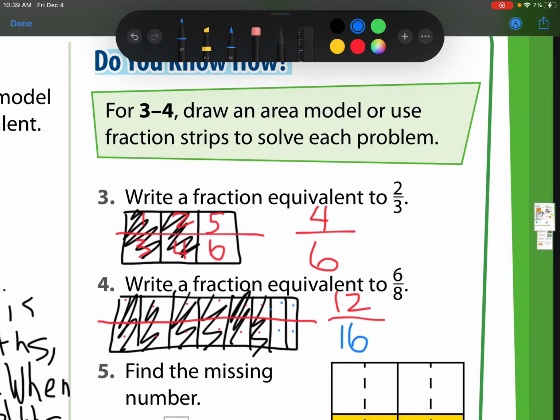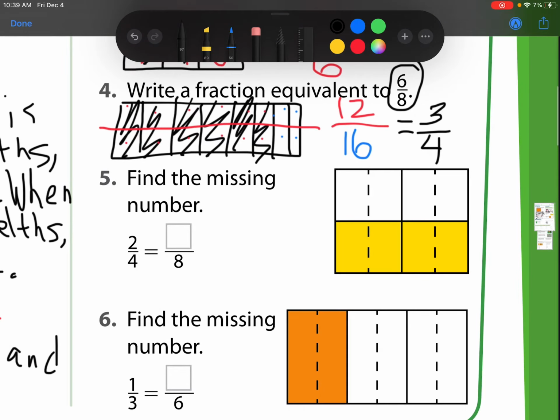Now, what we are going to work on later is something called simplifying or reducing fractions, which means I can actually find an equivalent fraction that's the same size but with smaller numbers. So 3/4 is also equivalent to 12/16, which is the same as 6/8. If you don't believe me, draw a picture and you'll find out.